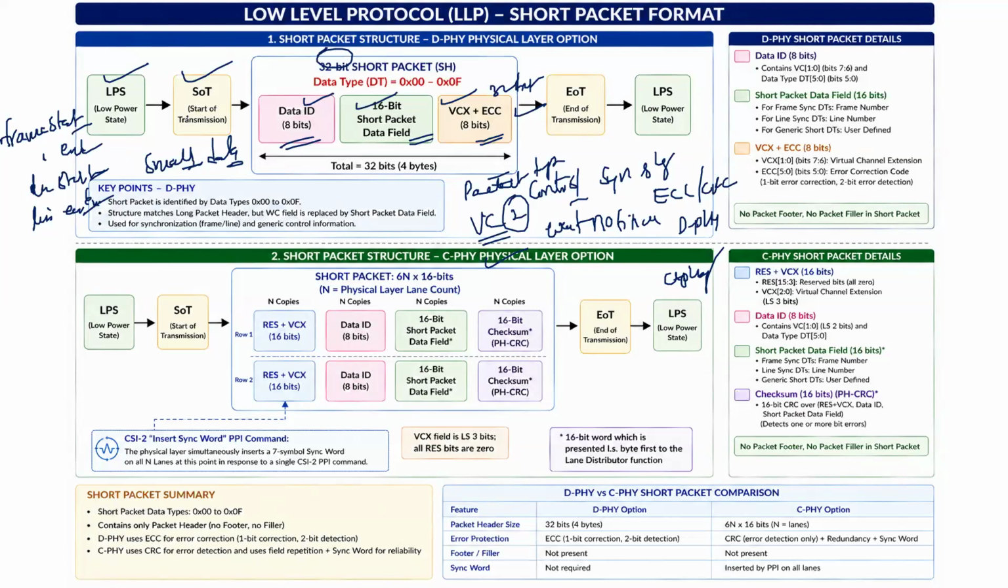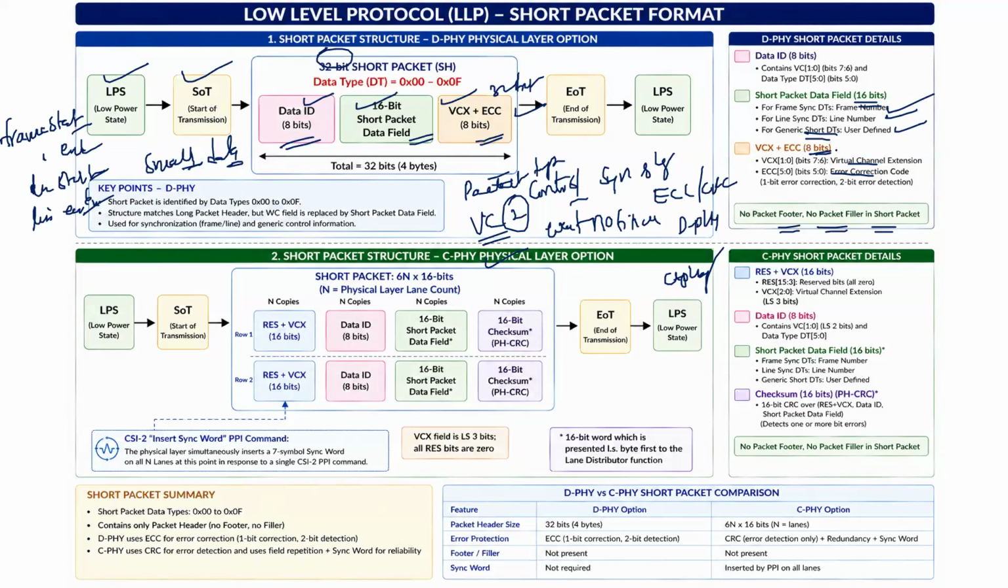How we send the data depends upon the frame number. So where do we have that frame number? There are the virtual channels and error detecting codes, the packet footer, and the short packet method we are transferring here. It depends on how the data is controlled. In the short packet data, 16 bits are sent. What data is in those 16 bits? Frame number, line number, and user-defined data, which means short generic data types.